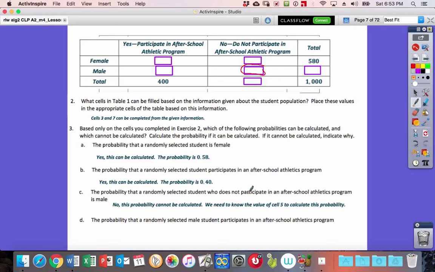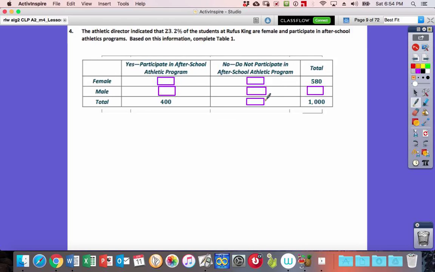The probability that a randomly selected male student participates in after-school athletics. Of all the male students, I need to know the probability that they participate. I would have to know cell C4, and I don't know that one either. Let's keep going. The athletic director is going to have to give us some additional information.